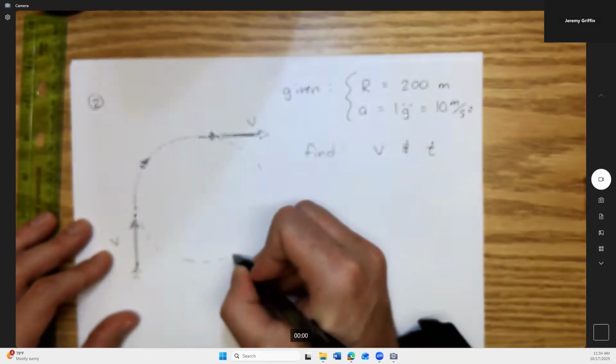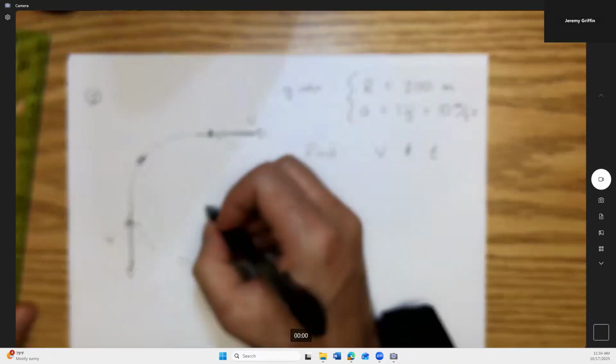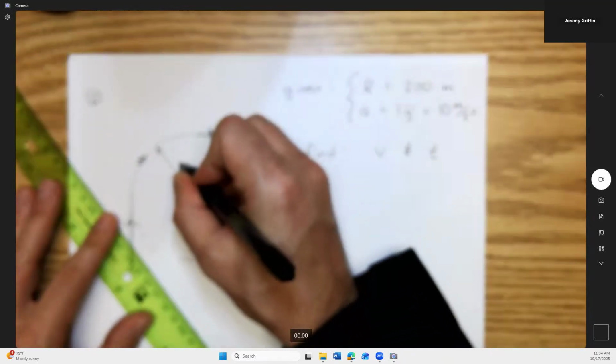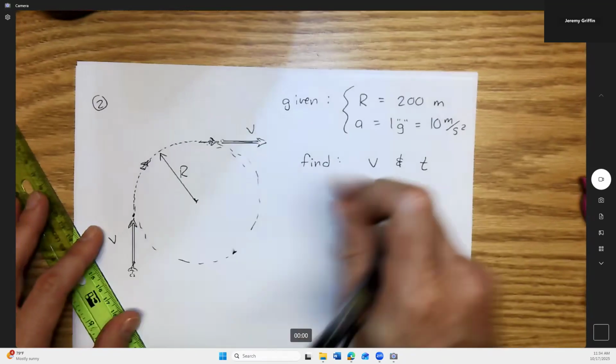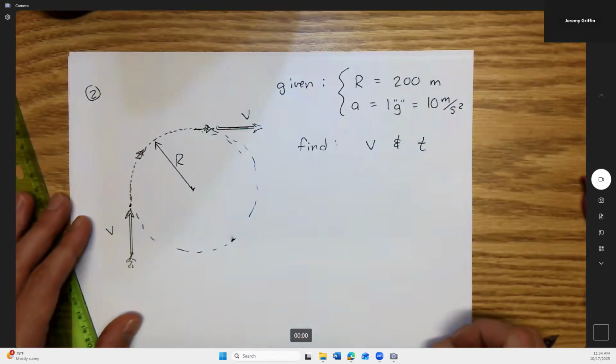Like right about like that. You guys see a circle flush to that curve? And it's got some radius right here. Call it radius r. In fact, they told us the radius. It's 200 meters.